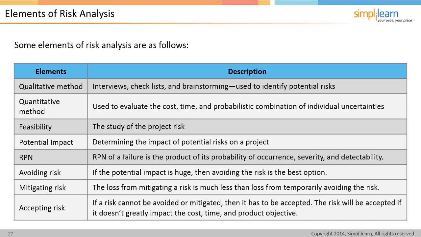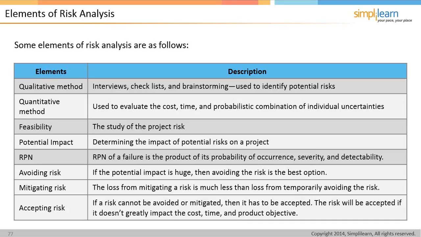So some of the elements of risk analysis are as follows. So if we're looking at the qualitative method, interviews, checklists, brainstorming used to identify potential risks. We've got the quantitative method used to evaluate the cost, time, probabilistic combination of individual uncertainties. The feasibility, or the study of the project risk, the potential impact, determining the impact of potential risks on the project, or that element of the project may be one of the improvements.